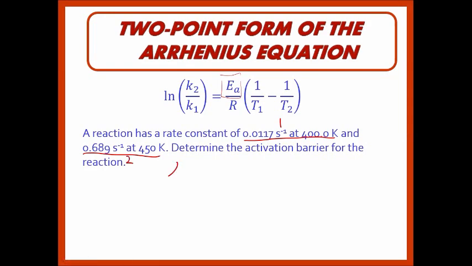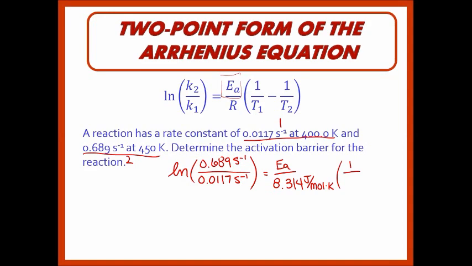values to the expression. So the natural logarithm of the rate constant 2, which is 0.689 inverse seconds, over rate constant 1, which in this case is 0.0117 inverse seconds, set that equal to the activation energy, which is what we're solving for, over our constant 8.314 joules per mole times Kelvin, times the difference of the inverse of our temperature 1, which is 400 Kelvin, minus 1 over 450 Kelvin.